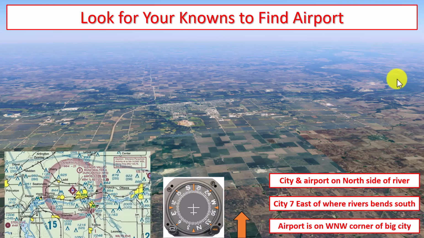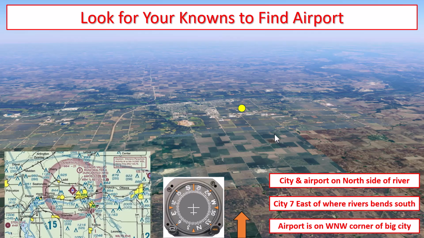So I can see the river bending south this way, and right about this point is where it starts to bend south. So the distance from here to the city should be 7 miles, and that brings it to right around here. So if that's 7 miles, then I know that this is indeed the city I'm looking for, and it's not this, and it's not this. So we know the airport is on the west northwest corner of the city. West northwest would put the airport approximately right here.